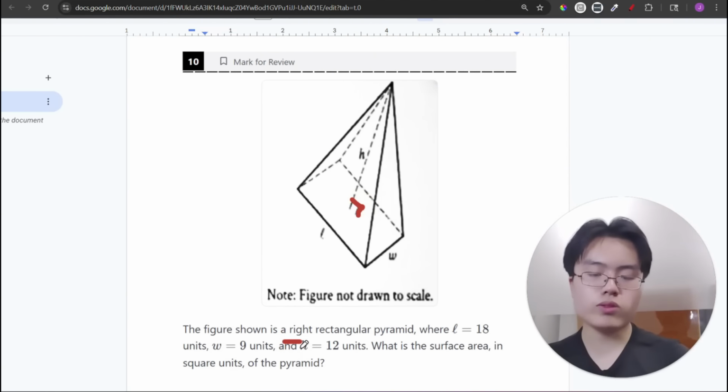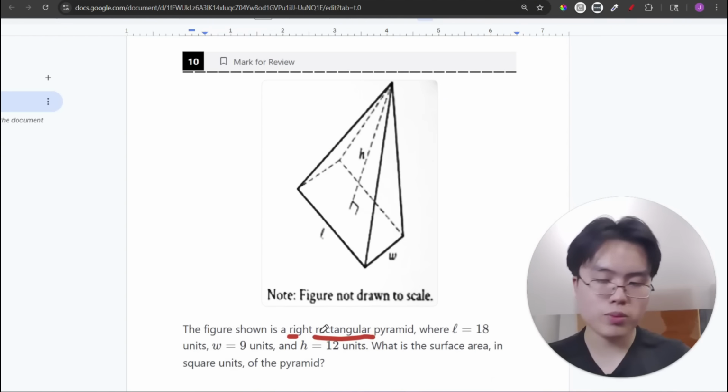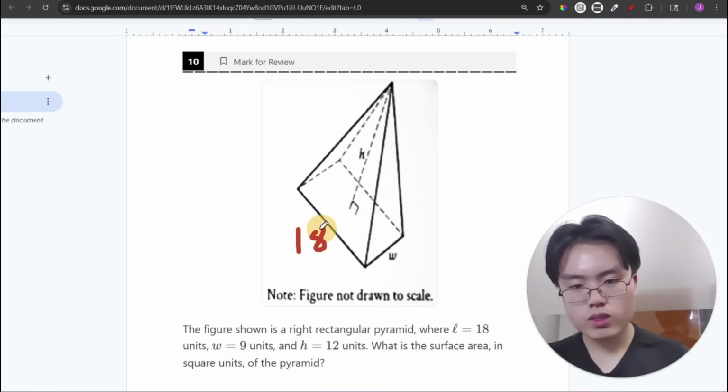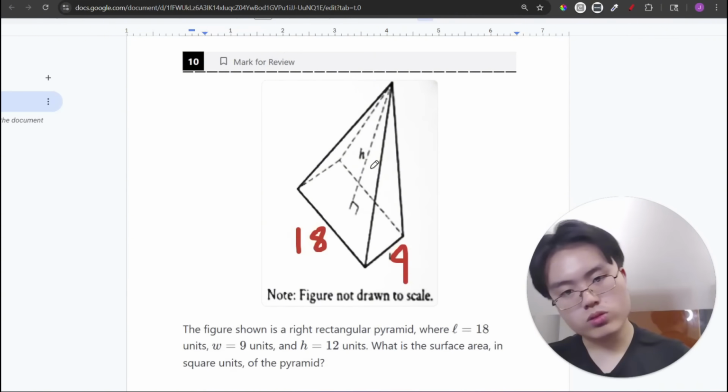You can just kind of ignore that because they never test you on things that aren't right pyramids or right cylinders. But really, rectangular and triangular kind of matters. So this is the rectangular pyramid. Label the known sizes. So length is 18. The width is 9. The height is 12.